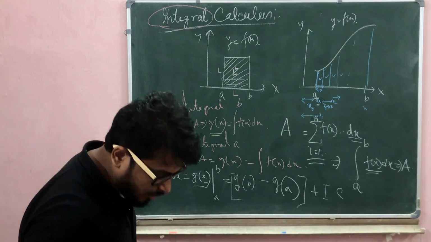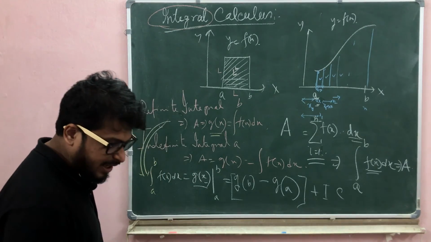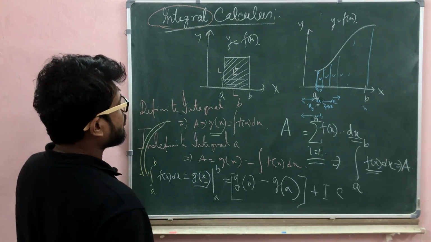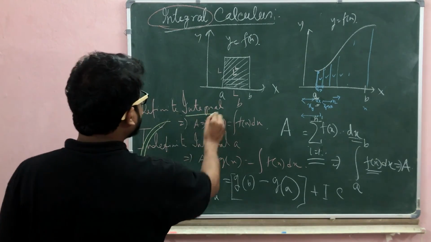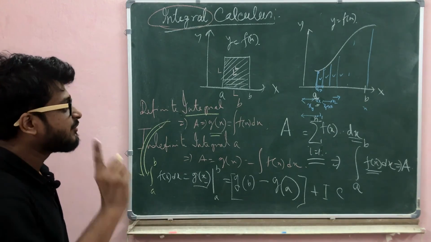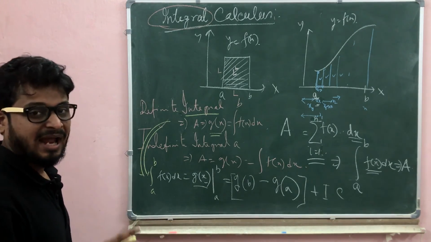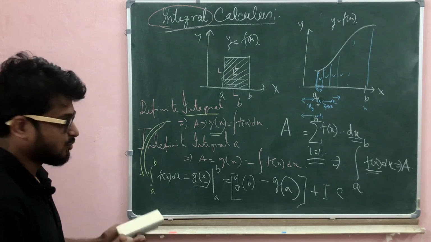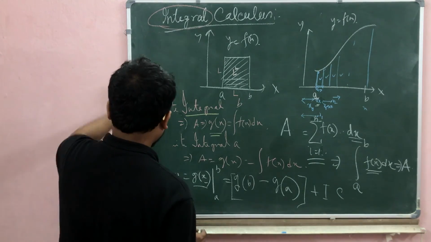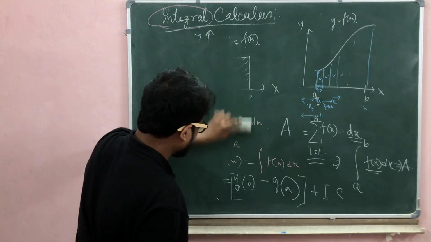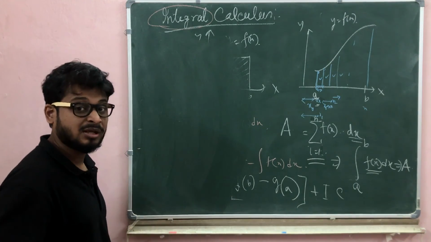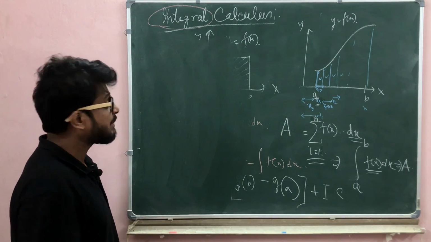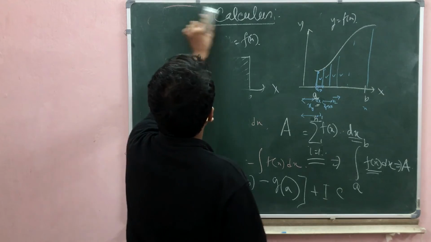Now take an example: f(x) equal to x square. Integral means sum, and differential means small value. Both mathematical tools are important for solving physics numerical problems or chemistry numerical problems.